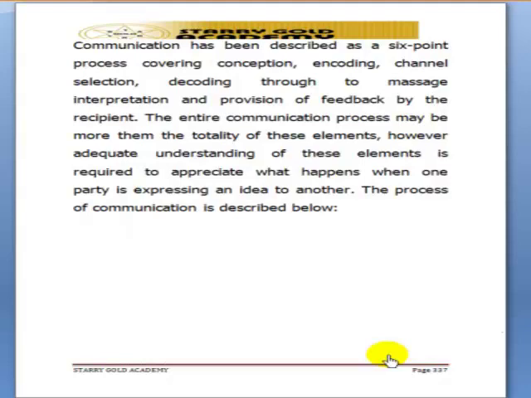By this process, we can define communication as a 6-point process, or 6 steps, or a process in 6 phases, starting with conception, encoding, channel selection, decoding of the message, interpretation, and provision of feedback. It is a very simple method, and almost everybody engages in it on a daily basis in our interaction with people.